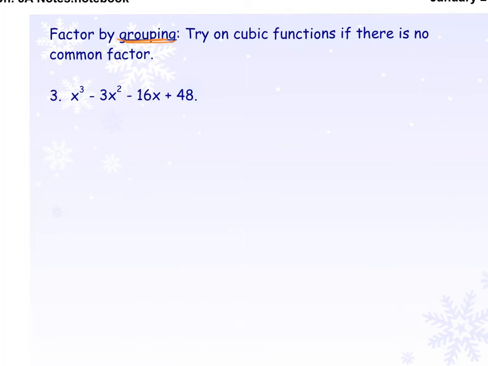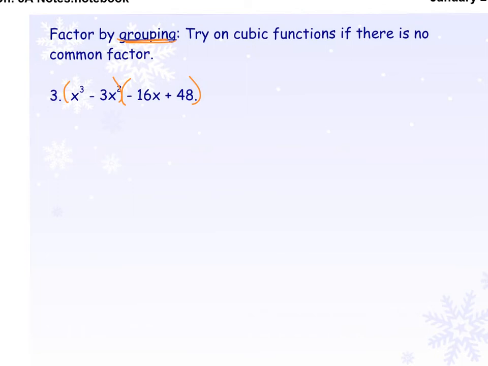So we want to figure out how to break this down into a factored form, and we're going to use the method called grouping. So here's how this works. Put parentheses around the first two terms. So it's like you're grouping them together. And then we'll put a parenthesis around the minus 16x plus 48.